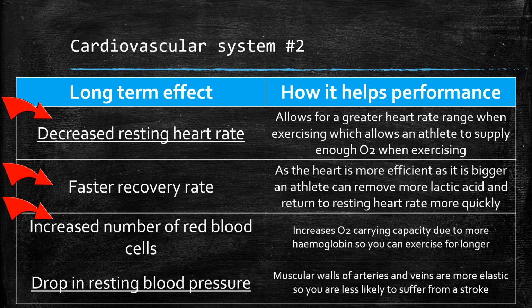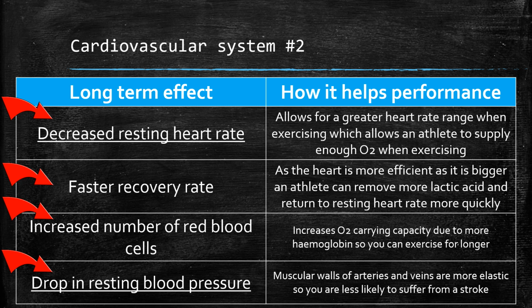And a final one for this particular system, the cardiovascular system, is a drop in resting blood pressure. Now we know that blood pressure is the pressure that blood exerts on the walls of arteries and veins. Now what we find is the fitter we get, those arteries and veins actually have a muscular wall, and that wall becomes more elastic, and if it becomes more elastic, it's going to be more pliable and more stretchy. That's going to make you less likely to suffer from a stroke, and that's really important.